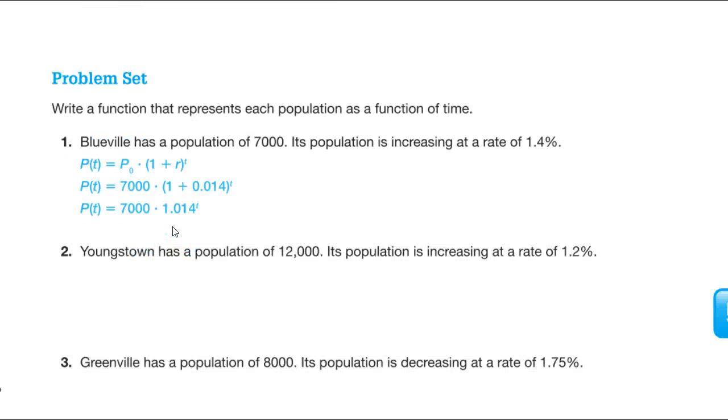The first set that we have here is asking us to write a function that represents each population as a function of time. Now, in class, we covered our population function as P of t is equal to P naught times the quantity of 1 plus r to the t power, and again, t being time. So number 1 is kind of done for us. So let's take a look at number 2.